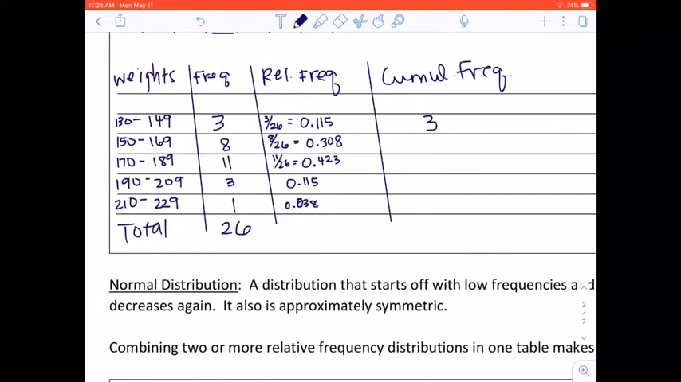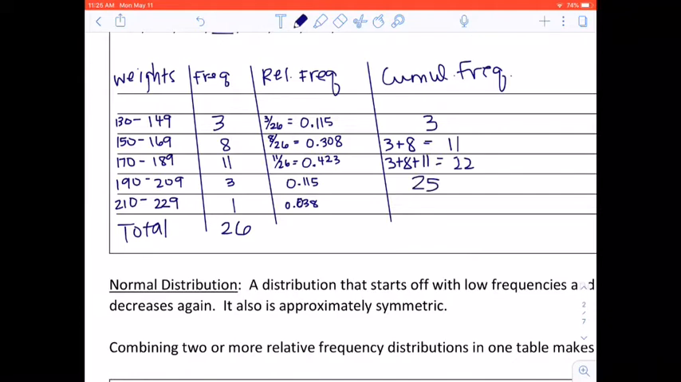To find the next one, we're going to add up 3 plus 8, which is 11. The next one, we're going to go ahead and add up 3 plus 8 plus 11, which works out to being 22. The next one, we would add up 3 plus 8 plus 11 plus 3, which works out to being 25.